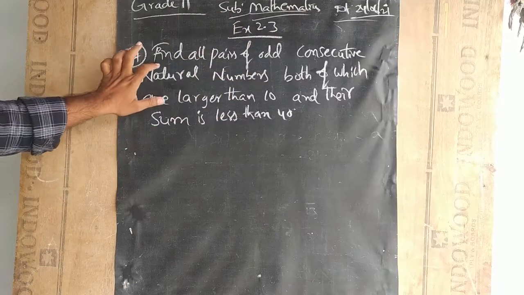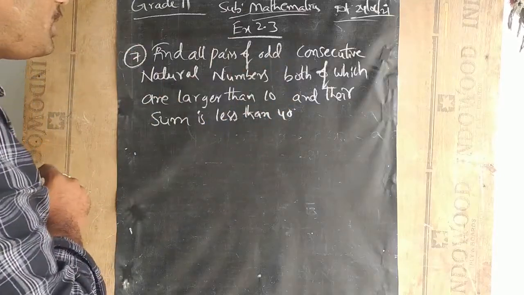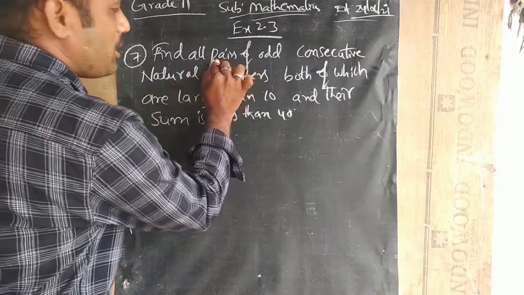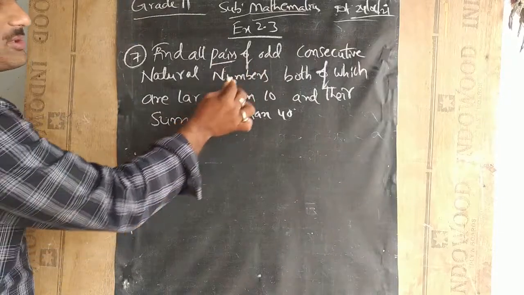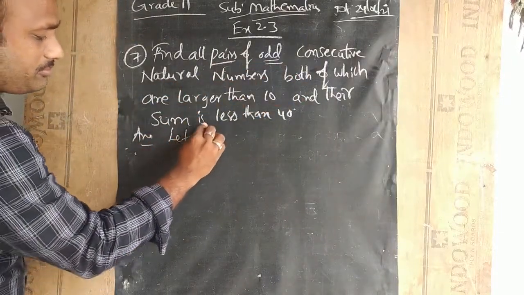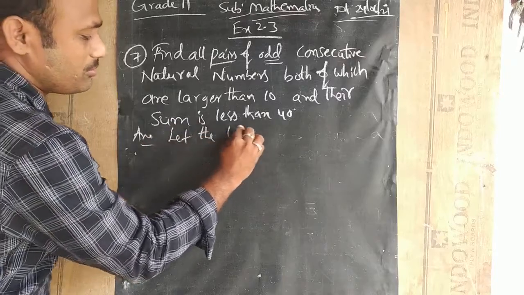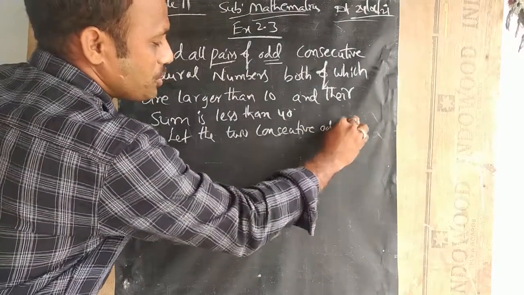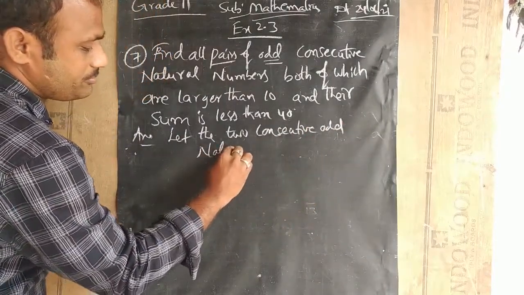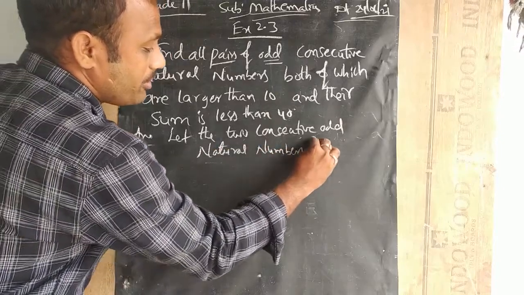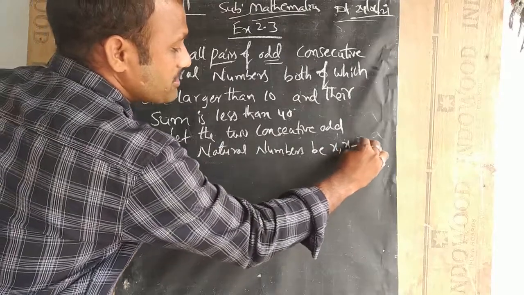Seventh question. Find all the pairs of odd consecutive natural numbers, both of which are larger than 10 and their sum is less than 40. Now he is talking about pairs. Pairs in the sense two numbers, odd consecutive numbers. Let the two consecutive odd natural numbers be x comma x plus 2.